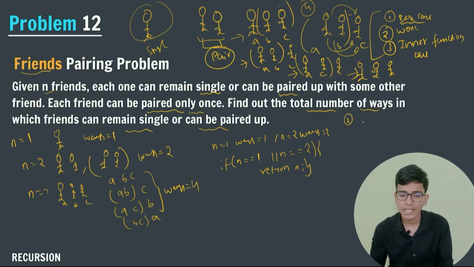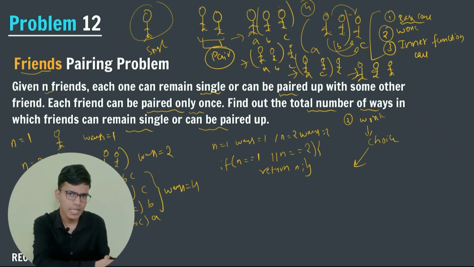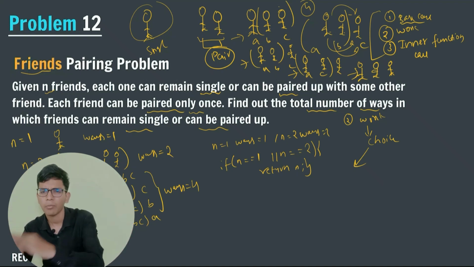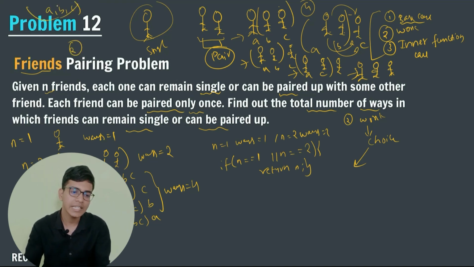After that, the second thing is work. I need to define my work. So the work is, at every iteration or at every recursion call, I'm making a choice, right? Suppose I am in the group, I can either want to be single, or I can pair with a particular person. And pair means only two persons. Remember guys, A, B, C can't form a pair. Pair means only two people.